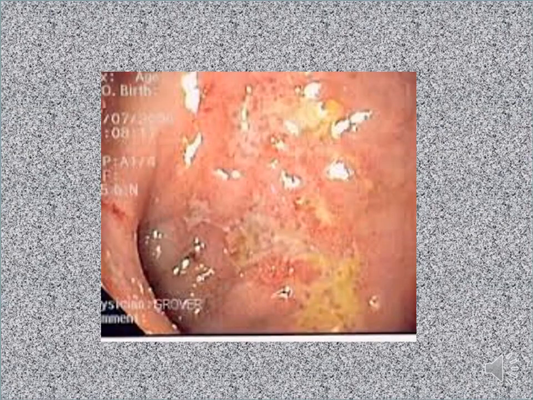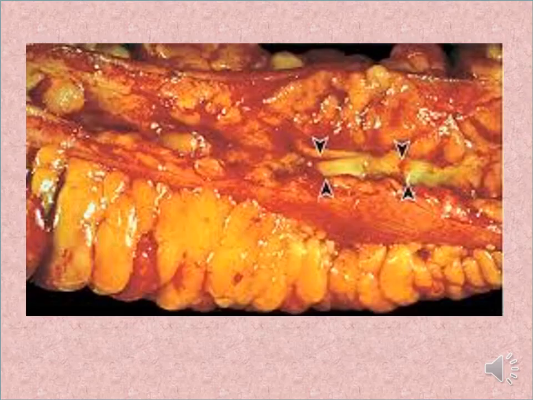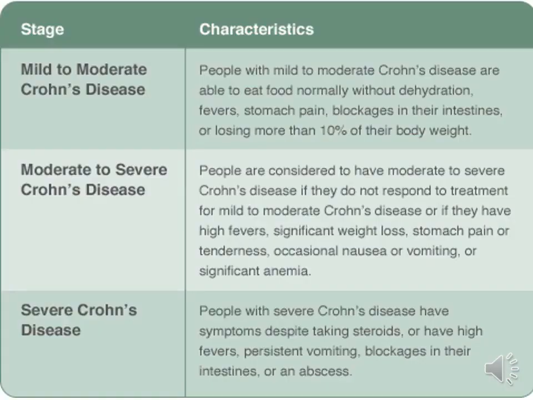There are ulceration and fissuring of the ileocecal region, and we have many stages for Crohn's disease. The first stage is mild to moderate Crohn's disease. People with mild to moderate Crohn's disease are able to eat food normally without dehydration, fever, stomach pain, blockage in their intestine, or loss of more than 10% of their body weight.